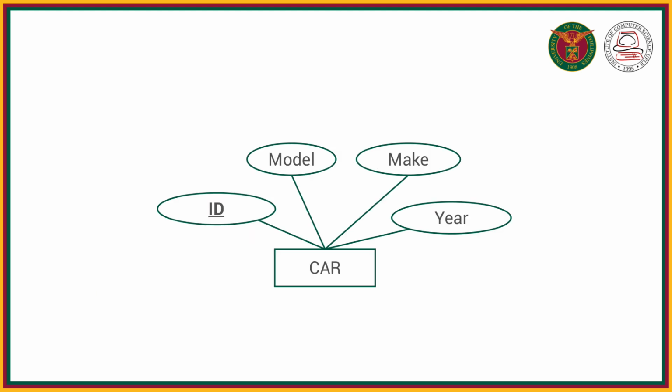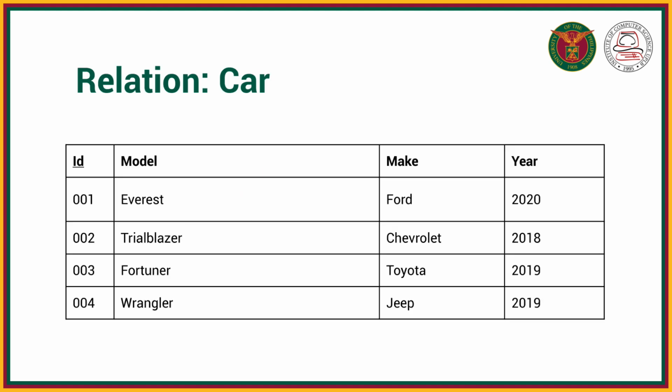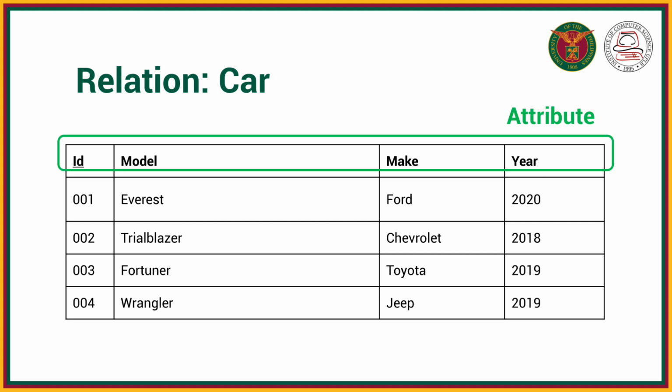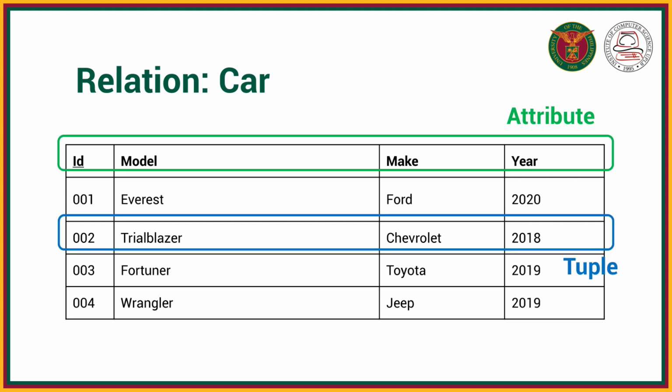To recall lang, ganito natin nire-represent ang entity and attribute sa ating ERD. But in a relational model, we call this whole table as the relation. It looks like a typical table. We have rows and columns. Now let's take note of the parts of our relational table. The column headers are called the attributes. And then each row, we have tuple. So, row 001 is a distinct tuple, row 002 is a distinct tuple. Basically, these are the elements of our relation.